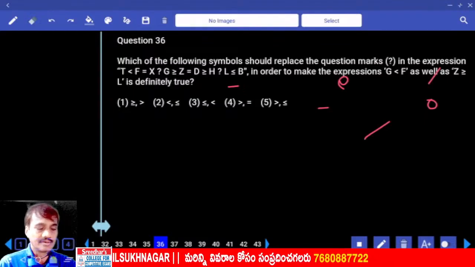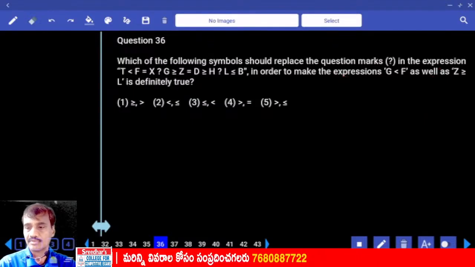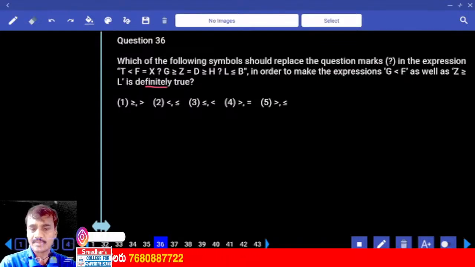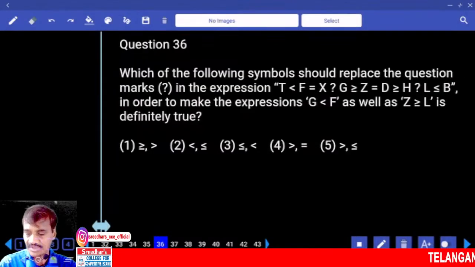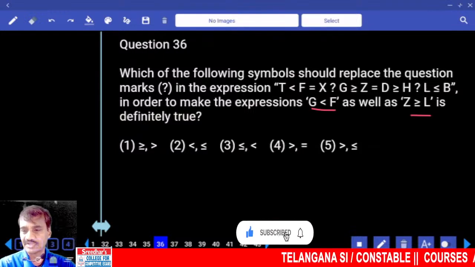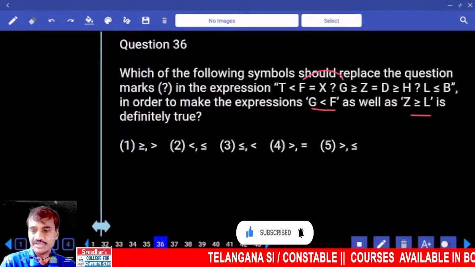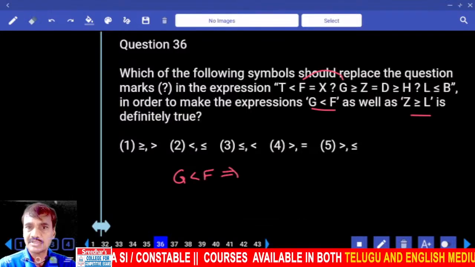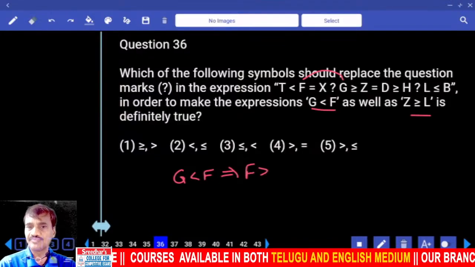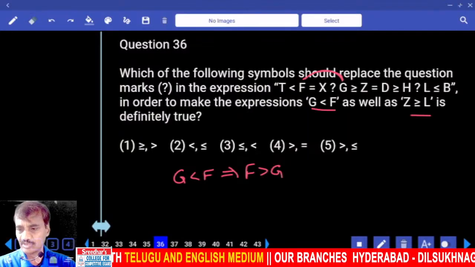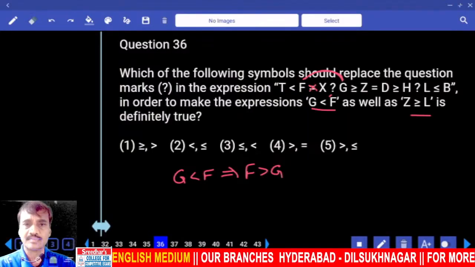Then 36. Now question number 36, coded inequalities. Which of the following is definitely true? In order to make these two conclusions definitely true, which symbol do we need to replace in the question mark? Now G and F. G is here, F is here. From F to Z. G lesser than F is the same as F greater than G. Hence from G to F it must be lesser than. If you are moving from F to G it must be greater than. See that in this symbol only one place is left over. This is equal to, remove this one. Then what is left over here?